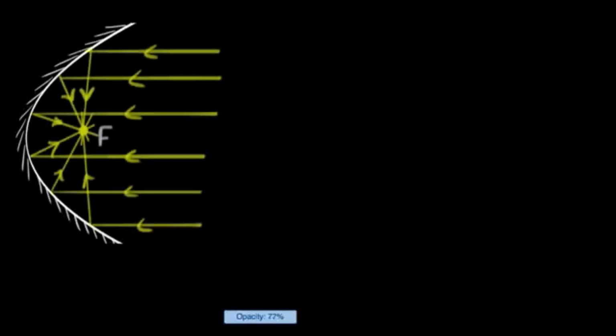Take a concave mirror. A concave mirror is a curved mirror in which the inner side is reflecting. And if you incident a parallel beam of light, then these rays of light after reflection will get focused at a single point. They will converge at a single point called the focus of that mirror.